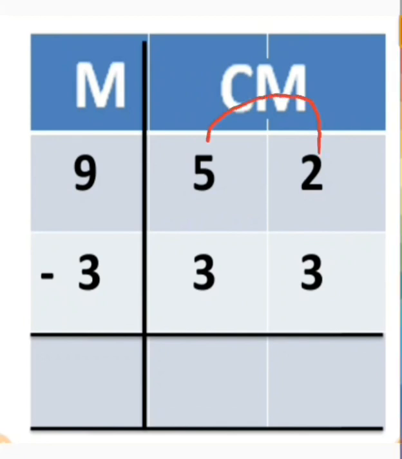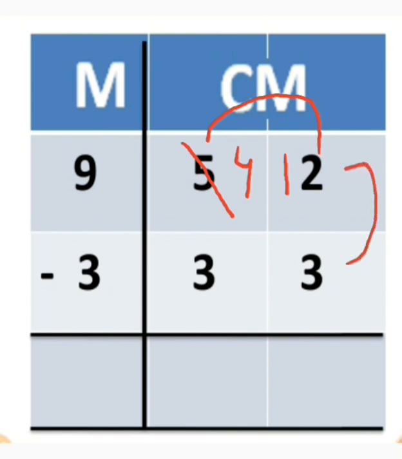So in the left side column we have 5. So children, 5 will be reduced by 1, so it will become 4. And this 2 will become 12. Now children, we can easily subtract 3 from 12. So 12 minus 3 is 9. So we will write 9 in the centimeters column.